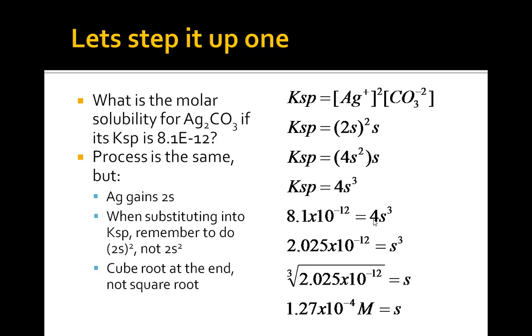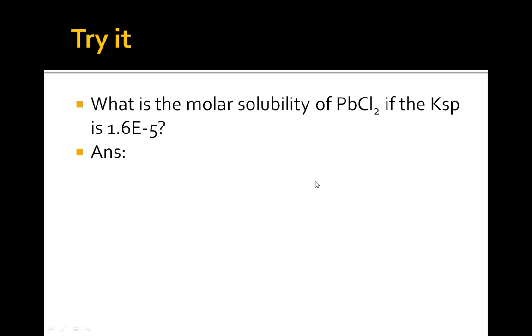So then now it's just algebra. So you divide by 4 on each side to get this, and take the cube root, and there's your value of s. Remember, s is molar solubility, so that's why this is in molarity, moles per liter. Now you're going to try this one on your own. What's the molar solubility of lead 2 chloride if the KSP is 1.6 times 10 to the minus 5? Pause the video, do the work, unpause to get the answer.